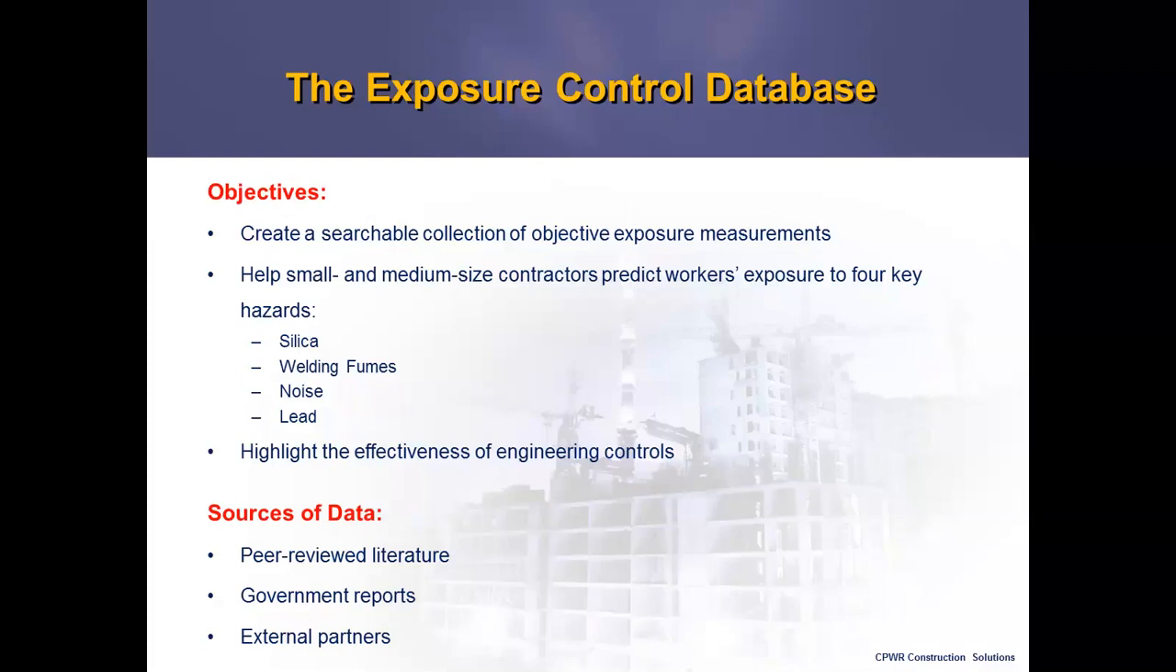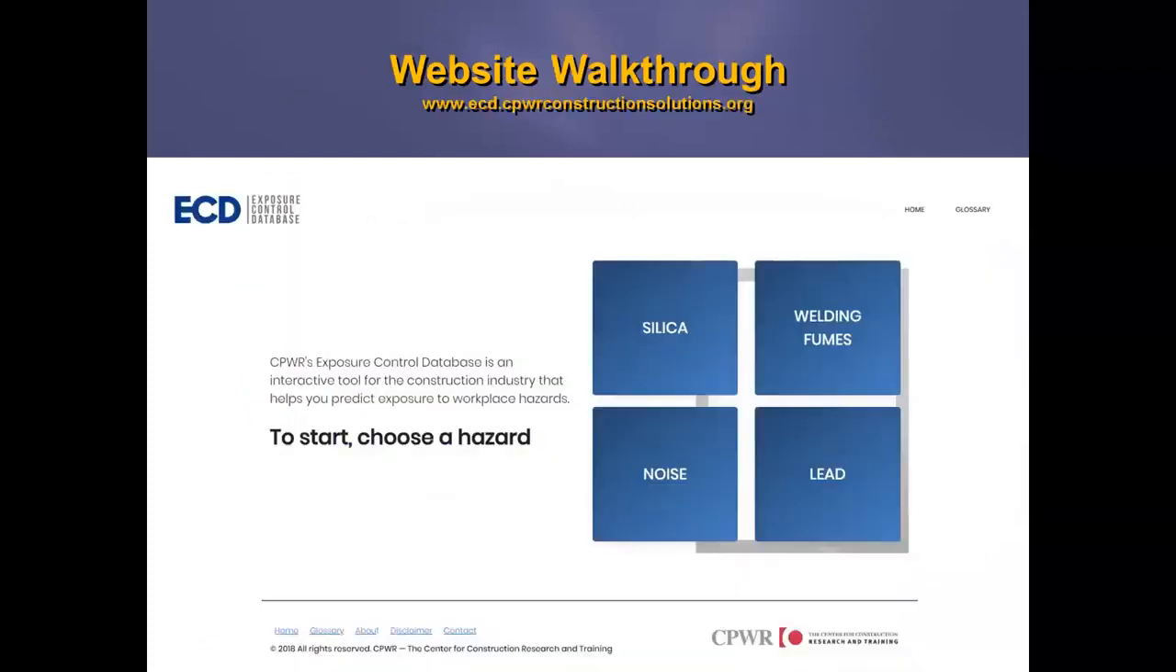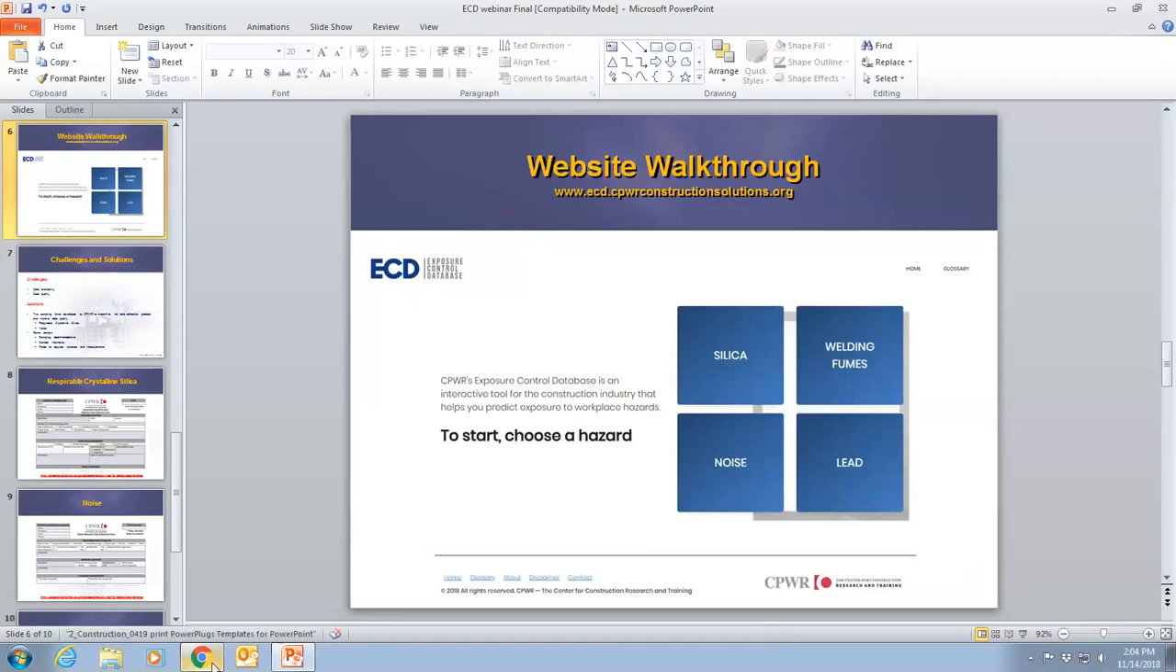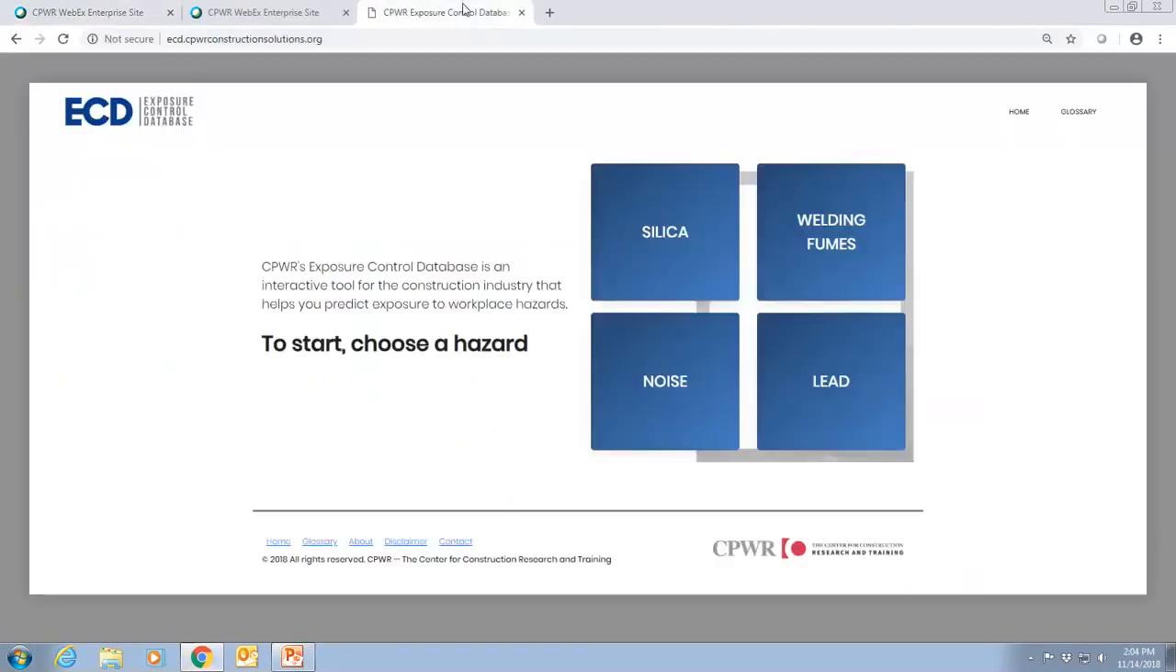Hi, everyone. I'll be taking you on a walk through the database, showing you how to use it and some of the functions it has. I'm just going to switch over to the internet browser. Okay, so here we have our landing page. You can see we have 4 hazards to choose from: silica, welding fumes, noise, and lead. I'm going to start out by doing a few searches for silica.